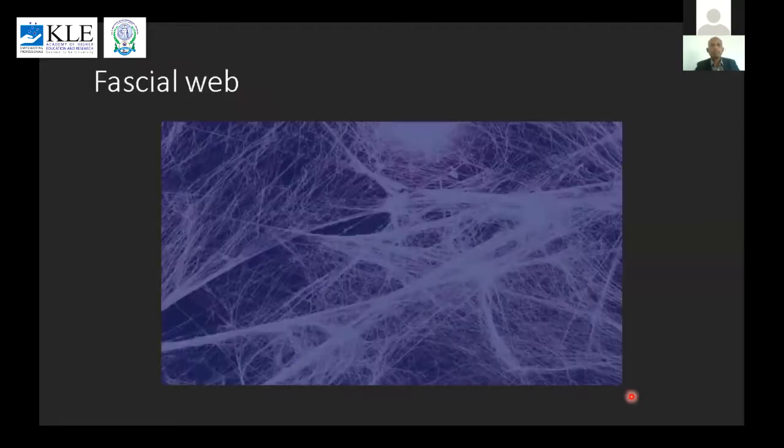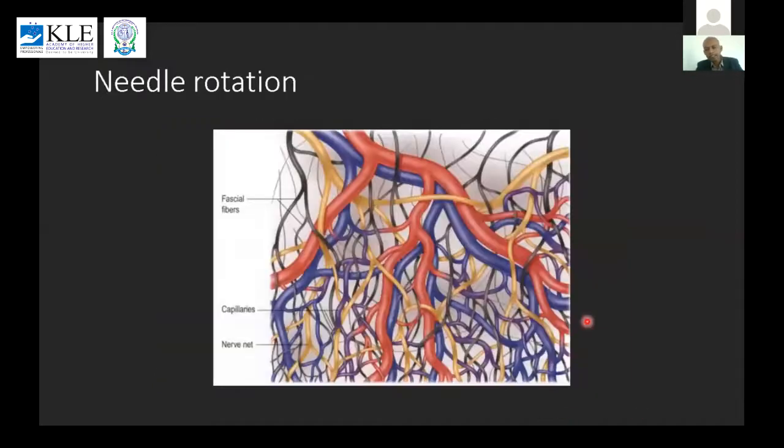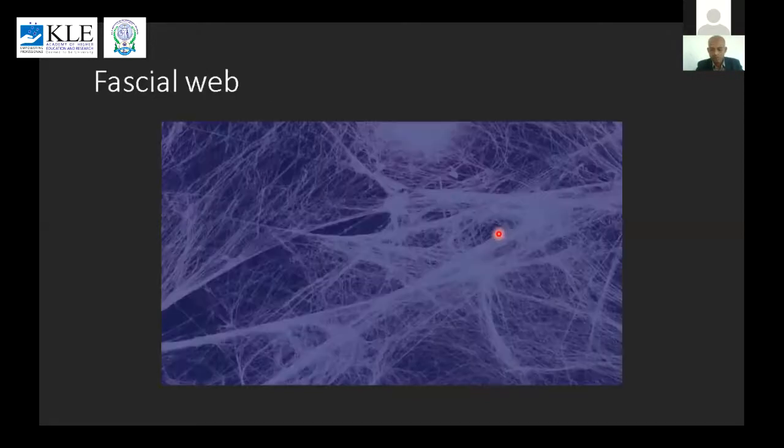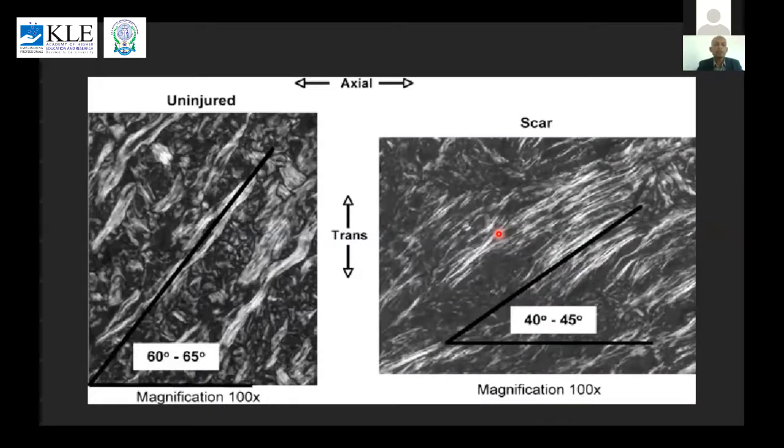This is an actual picture of the fascial web where the fascial fibers are present; it is almost like a piece of cloth. If you consider the fascial fibers as a piece of cloth, and these other structures, arteriole, venule, nerves, as embroideries on the piece of cloth, then once you insert the rotated needle, you are going to tighten, and rotate opposite, and you are going to loosen the fascial fibers. Now, how are they going to help? If you see, this is an uninjured fascial fiber, and this is a scar tissue fascial fiber.